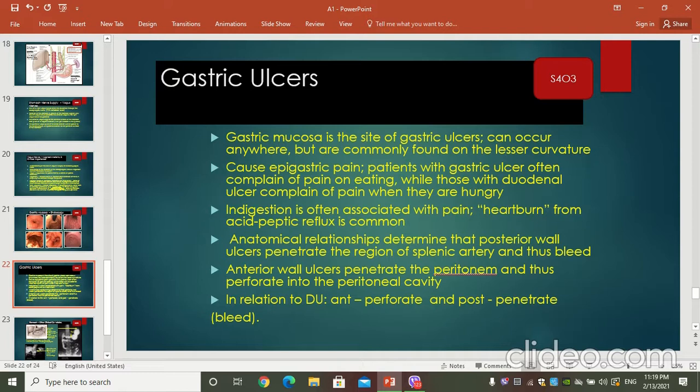Anatomical relations determine that posterior wall ulcers penetrate the region of the splenic artery and thus bleed. Anterior wall ulcers penetrate the peritoneum and thus perforate into the peritoneal cavity. This is in comparison with the duodenal ulcer. In duodenal ulcer, anterior ulcers also perforate, similar to the stomach, and posterior ones penetrate, also causing bleeding.